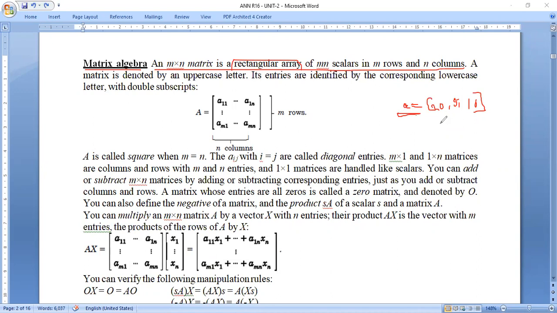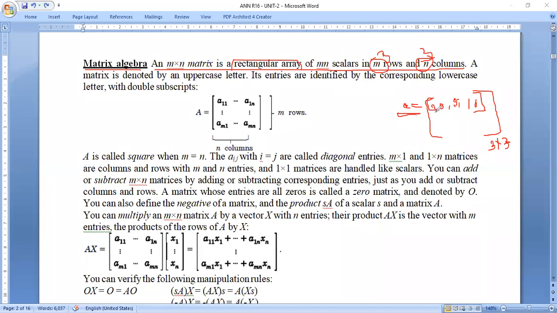Now, what is the similarity between a matrix and an array? A matrix is a rectangular array. Rectangular is just a shape, which means m number of rows into n number of columns. Rows are represented by m and columns by n. If one array has 3 rows and 3 columns, 3 into 3, automatically this is in a rectangular shape, isn't it?